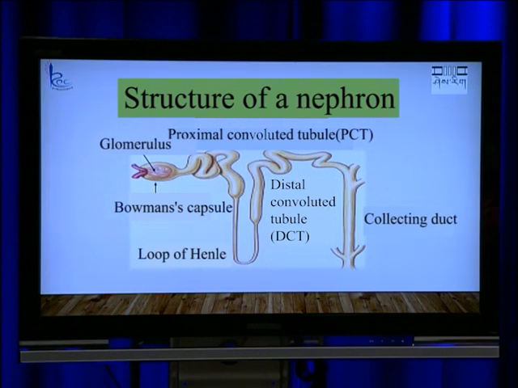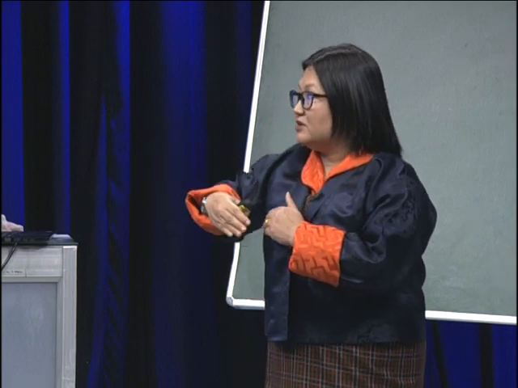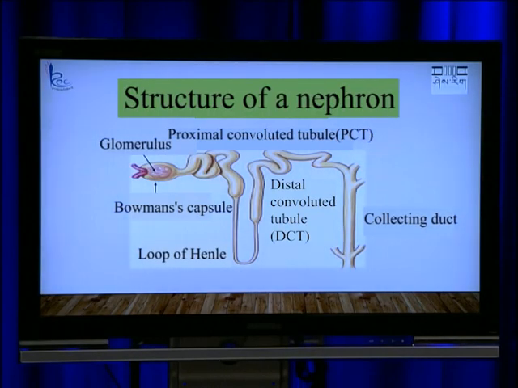Remember, earlier we said that the kidney has the cortex region and the medulla region. If you look at this structure of the nephron and relate it to the cortex and the medulla, the Bowman's capsule, glomerulus, PCT, and DCT are located in the cortex region of the kidney, while the collecting duct and the loop of Henle are located in the medulla region of the kidney. I hope you are able to visualize that.